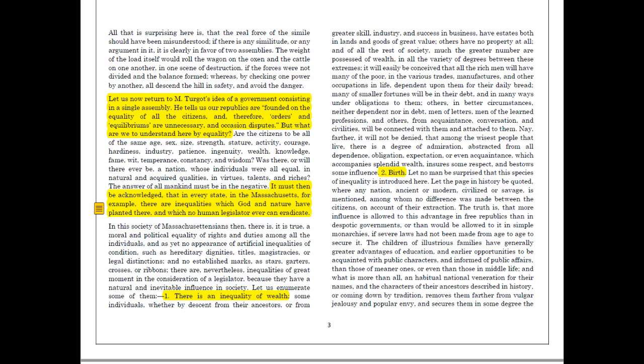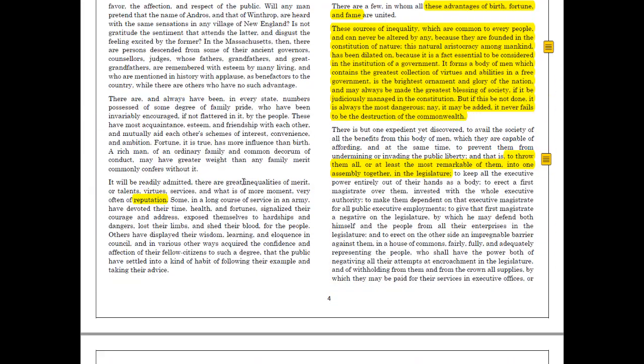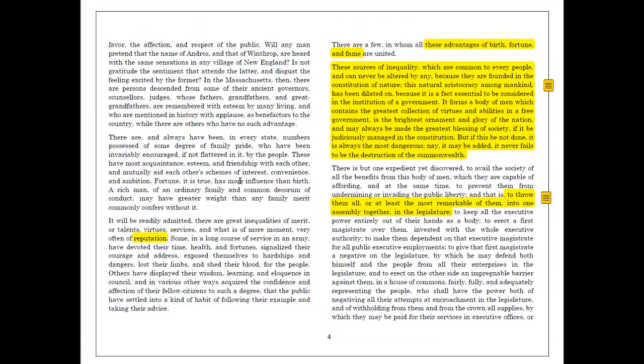Now, what are those natural sources of inequality? He finds three. Highlighted down at the bottom of the left-hand column, there's an inequality of wealth. On the right-hand column, there's an inequality by birth. And then here on page 4, the inequality of reputation, which he summarizes at the top of the right-hand column of 4: there are a few in whom all these advantages of birth, fortune, and fame are united.